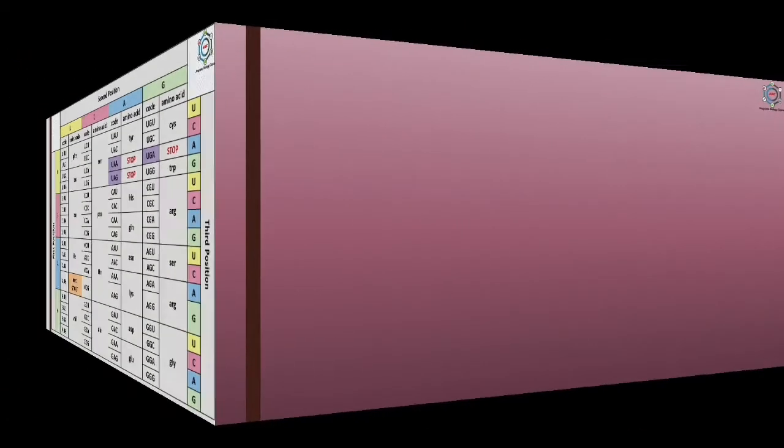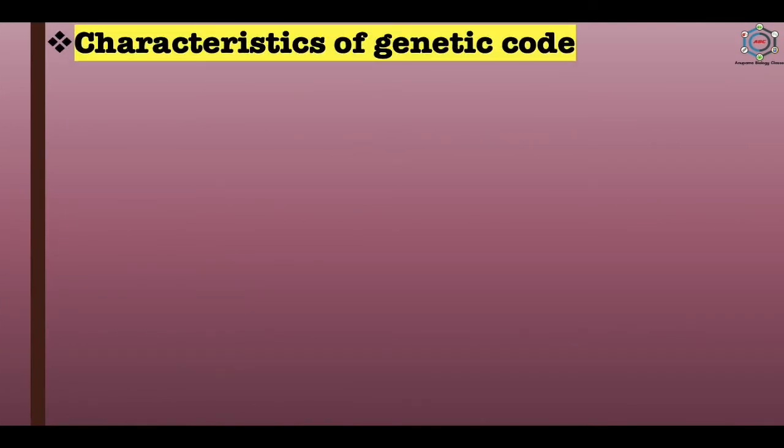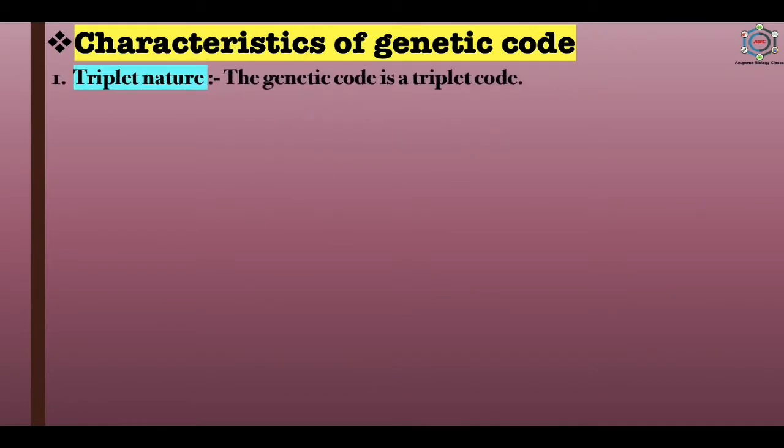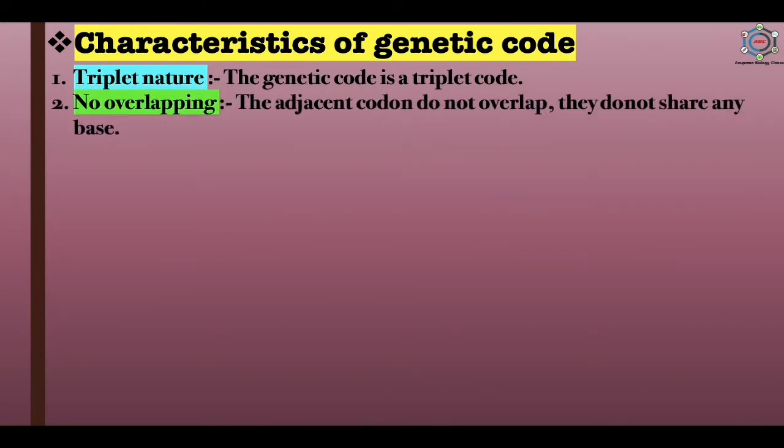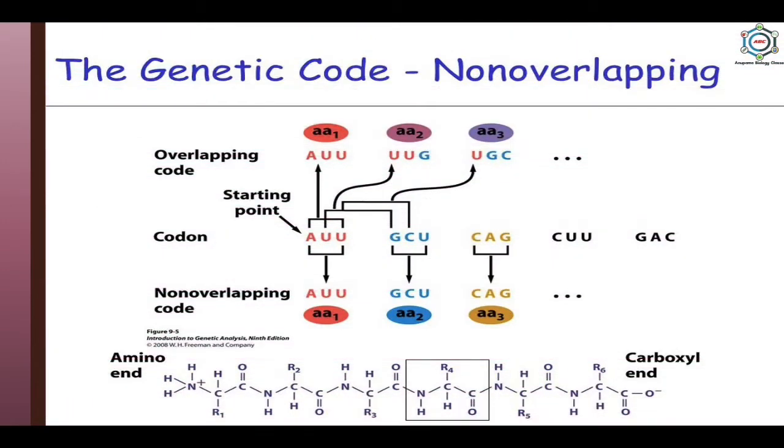Now, the characteristics of the genetic code. The first characteristic is triplet nature. The genetic code is a triplet code, and 3 adjacent bases, that is a codon, specify one amino acid. Second is non-overlapping. The adjacent codons do not overlap, they do not share any base. So the sequence AUU, UUG, UGC is read only as AUU, UUG and UGC.